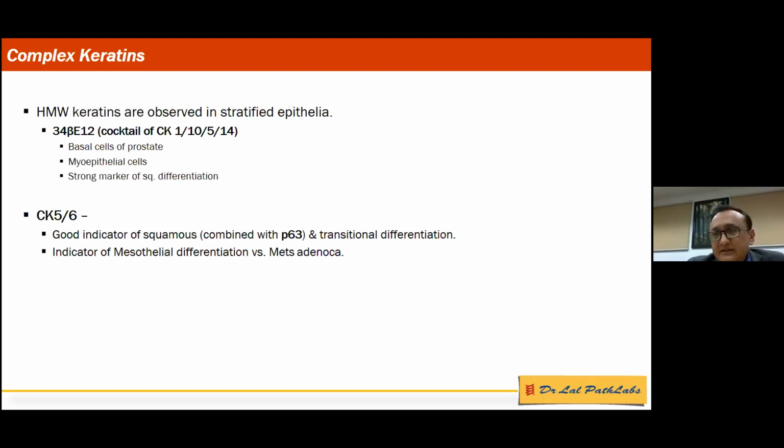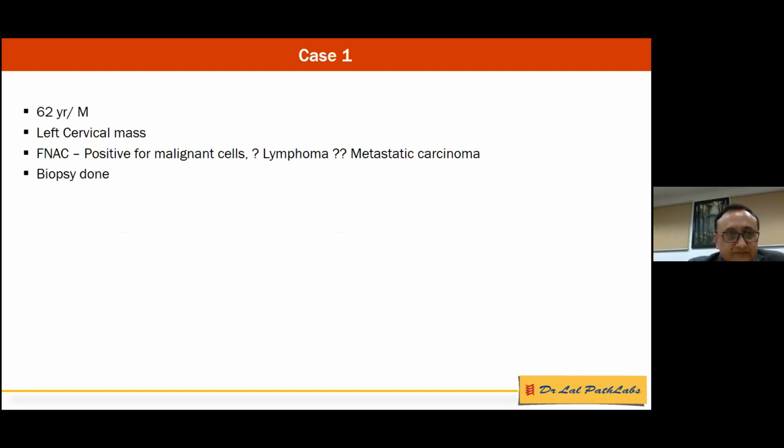These were the simple keratins. We have complex keratins as well, which are the cocktail keratins like CK5/6, which is a very good indicator of squamous differentiation and transitional differentiation, along with P63, which is another marker, and high molecular weight keratin 34 beta E12, which is again a cocktail marker, and again a strong marker of squamous differentiation. It also highlights the basal cells and myoepithelial cells in the breast.